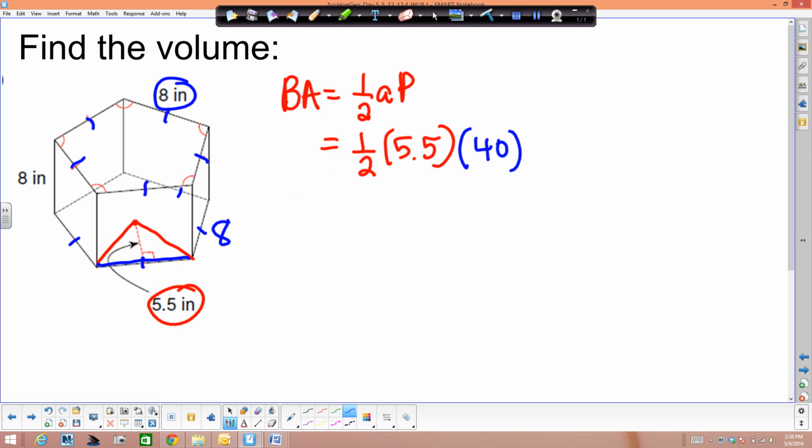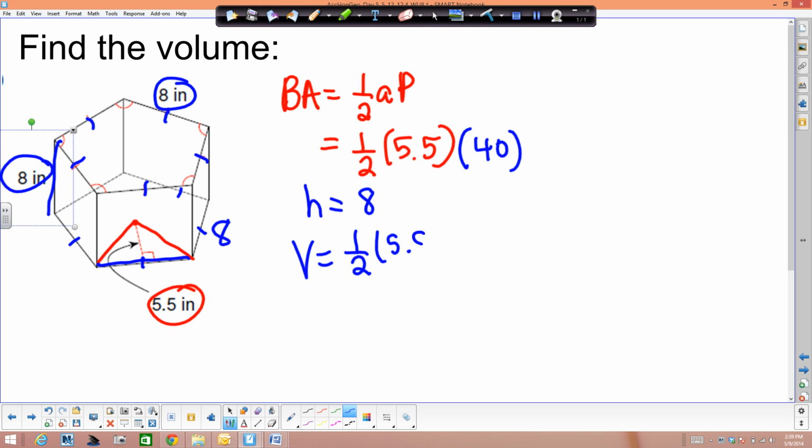So then for the height, we know it's given to us right here that this is 8 inches high. So this would be 8. Then to get the volume, we're going to take half of 5.5 times 40, and then multiply it by the height, which is 8. So if we work that out, you should get 880, and that would be cubic inches.